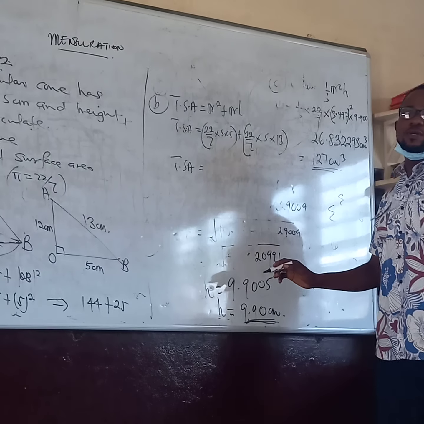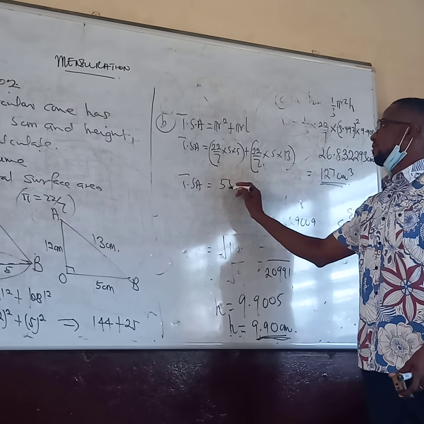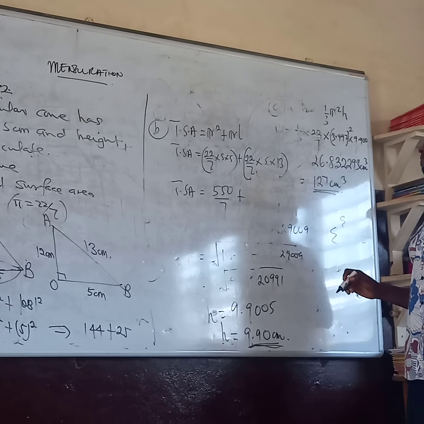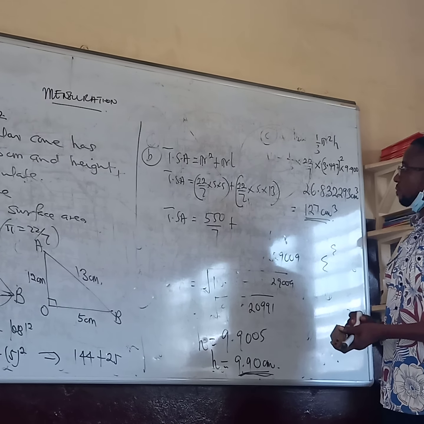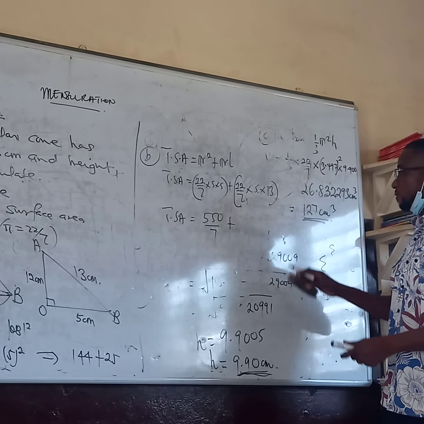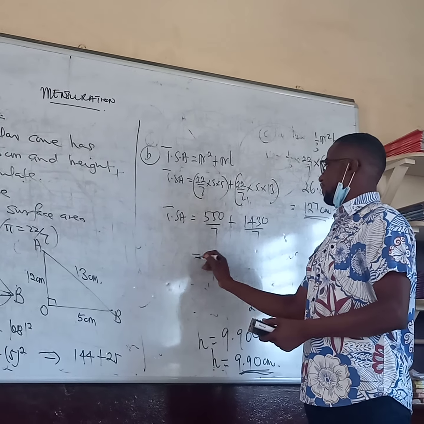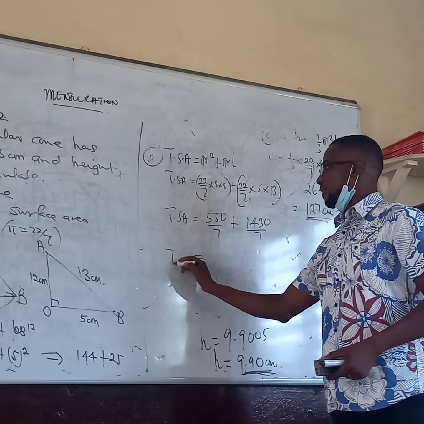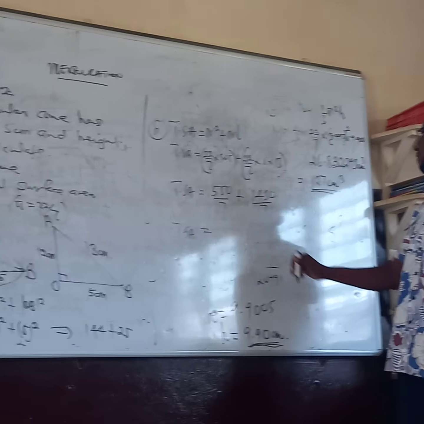If you like, you can also do it like this. 22 times 25 is 550, so 550/7, plus 22 times 5 times 13, which gives us 1430, so 1430/7. This is like fractions. They have the same denominator, so we add the numerators and repeat one of the denominators. So 550 plus 1430 will give us what?